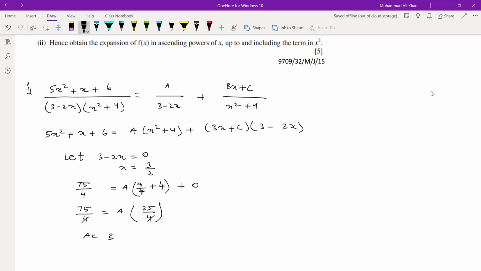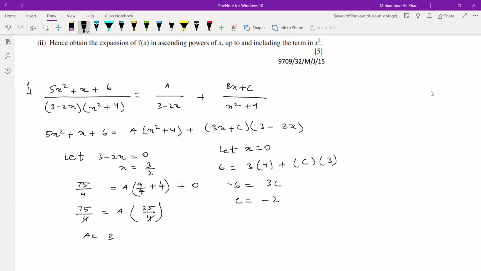After that, an x is appearing, so we let x equal to 0. The left hand side is 6. The value of A is 3, here it is 4, plus the second bracket Bx is 0, C remaining, and here it is 3 remaining. 4 3s are 12, minus 6 equals 3C, and the value of C is minus 2. Wherever x appears, once you should also put x equal to 0.